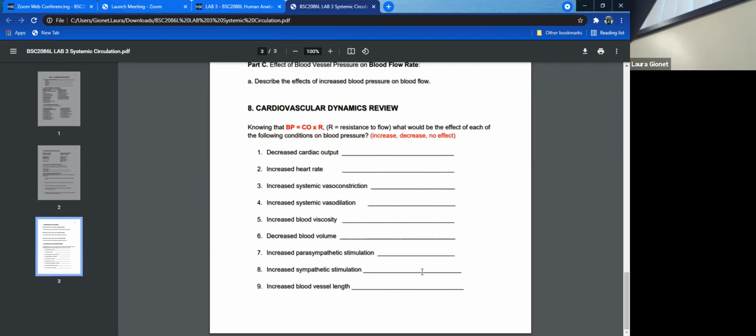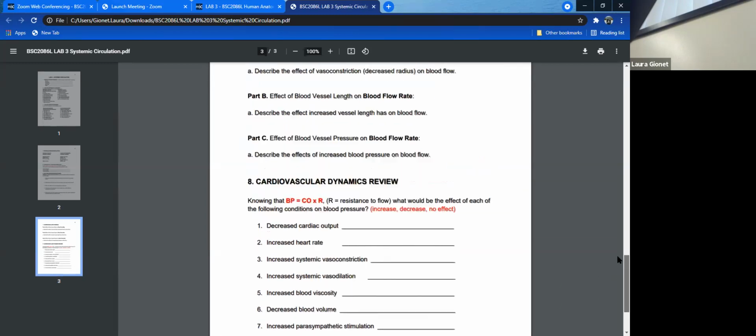And then we have increased sympathetic stimulation. Well, that means we're stimulating the heart rate to go faster, or to increase. Increase heart rate, increase cardiac output, increase blood pressure. And then number 9, increase blood vessel length. That increases the resistance, therefore increases blood pressure.